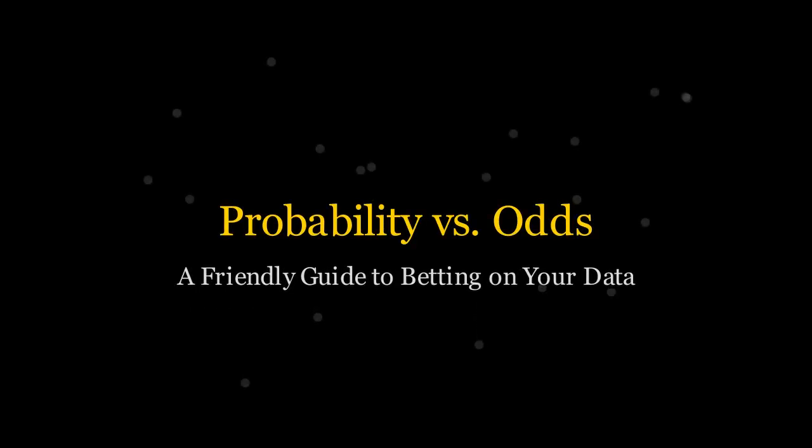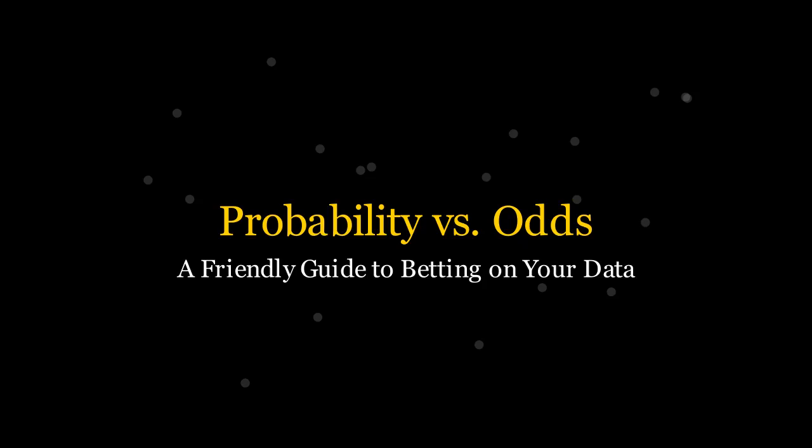Welcome to the world of uncertainty. In data science, finance, and sports betting, we often use the words probability and odds interchangeably. However, in the realm of statistics, they are distinct mathematical concepts.